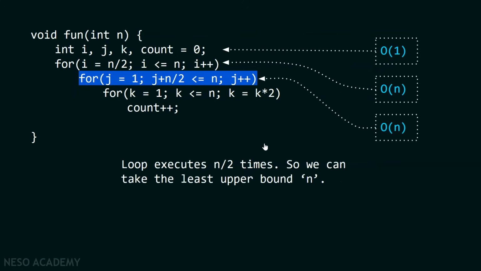I can take the upper bound as n and can clearly say that the loop is running with time complexity big O of n. So this is the upper bound I can take, which is n instead of n by 2. Always try to remove the constants. Don't take n by 2. Instead of n by 2, you can take a least upper bound. That could be n. Now, let's see the other loop.